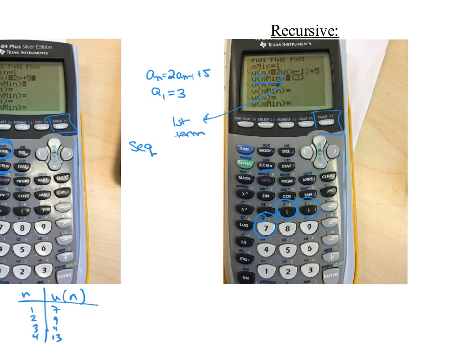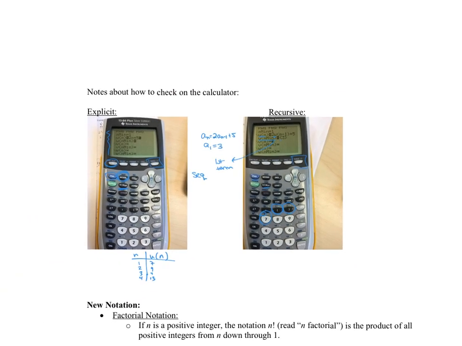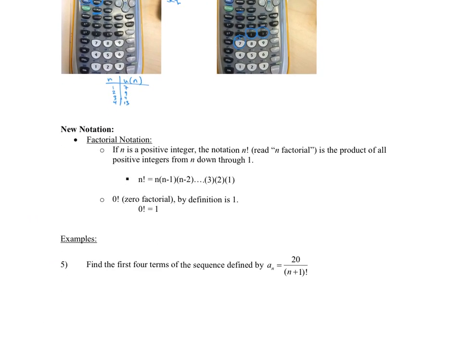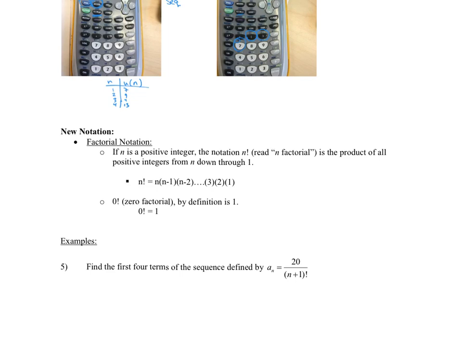So now that we have a way to check some of our work with a calculator, we're actually going to shift gears and do something that involves no calculators, of course. So we are going to introduce factorial notation. Factorial notation has its own special symbol. So it is the exclamation point. All right, it's read n factorial.